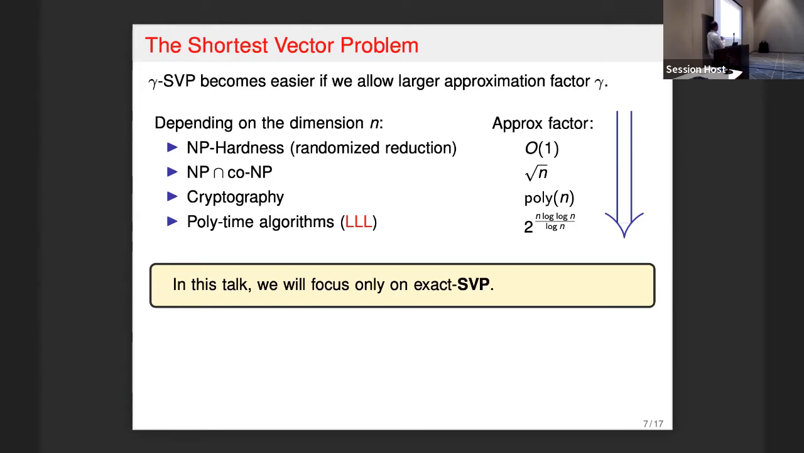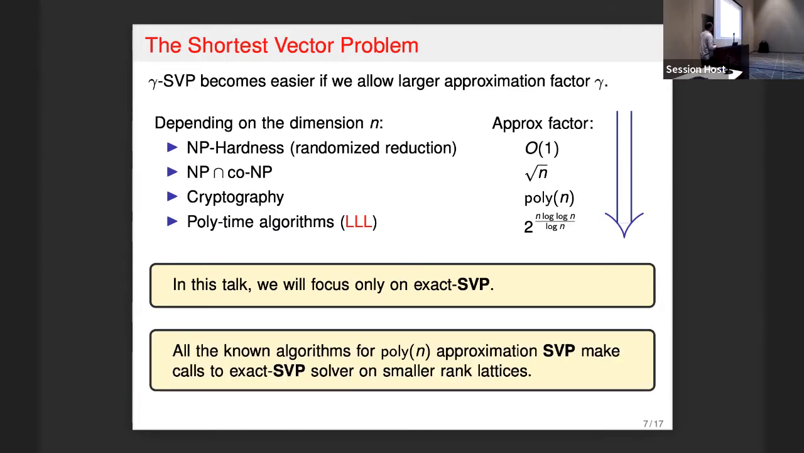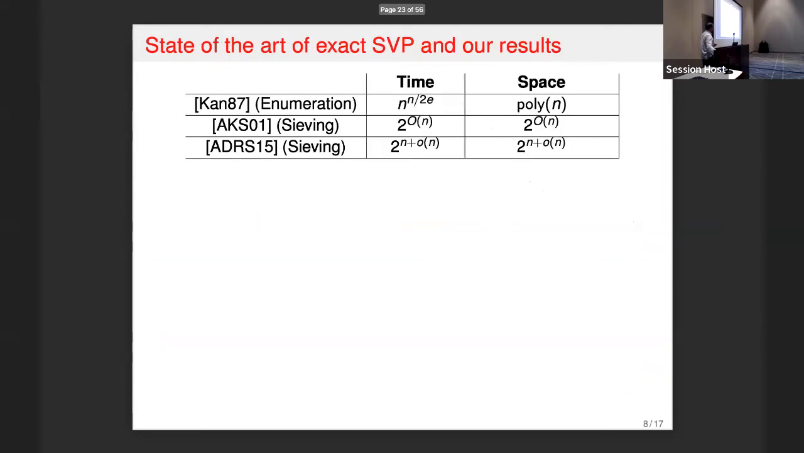Now you might be wondering why, since the motivation of this talk comes from cryptography, we are only focusing on exact SVP, which might not have any impact on cryptography. But the only way we know of solving the polynomial approximation of SVP is by reducing it to an exact SVP solver on small rank lattices. So any improvement on the algorithms for exact SVP will also give an improvement in the polynomial approximation of SVP. Now let's talk about the algorithms for exact SVP.